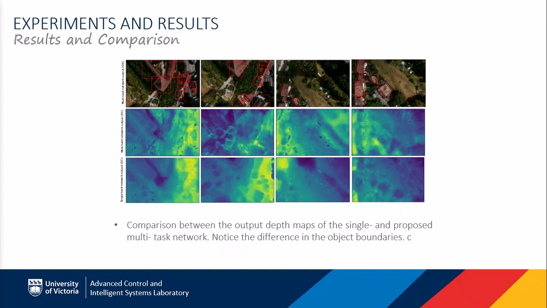Here you can see a qualitative comparison between the output of the multitask network and the single task depth completion network. You can notice a difference in the object boundaries. The multitask network identifies comparatively crisp boundaries in areas where an object has been detected. The single task network, in contrast, predicts blurred depths.